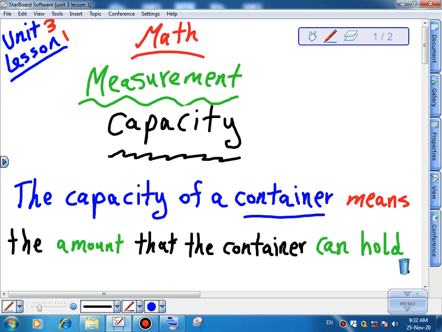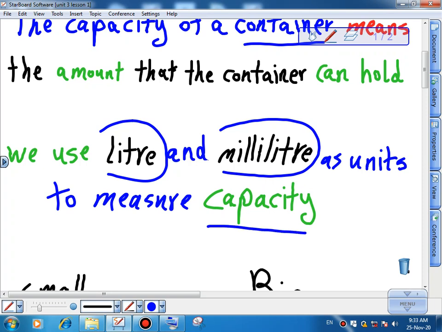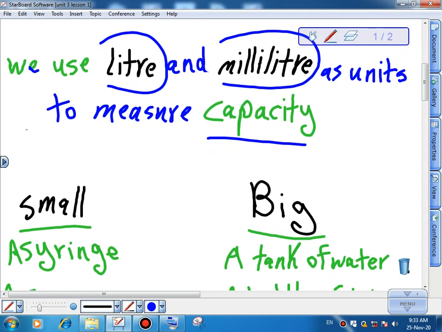If I have a glass of tea, the amount of tea inside this glass is called the capacity of the tea. Okay? And we use liter and milliliter as the units to measure capacity. Like meter and centimeter in length, and kilogram and gram in weight, in this case we will use liter and milliliter in capacity. As we learned, there are small units and big units.